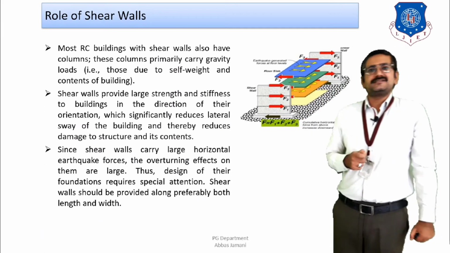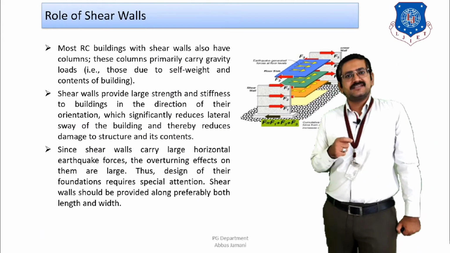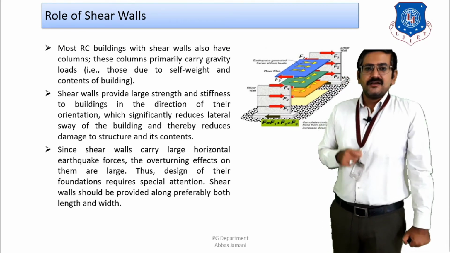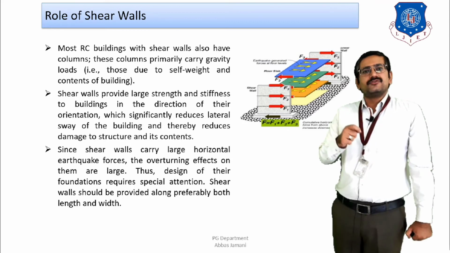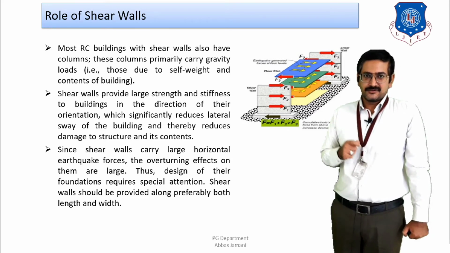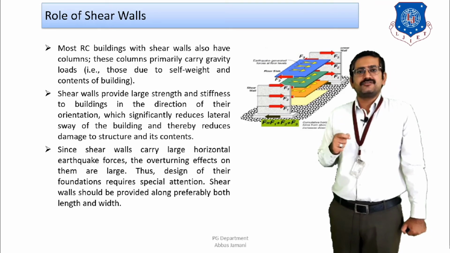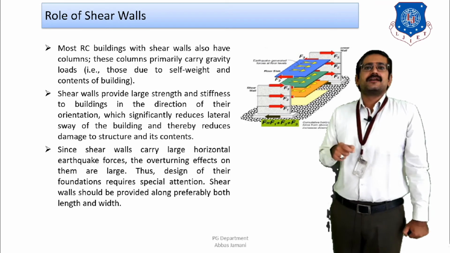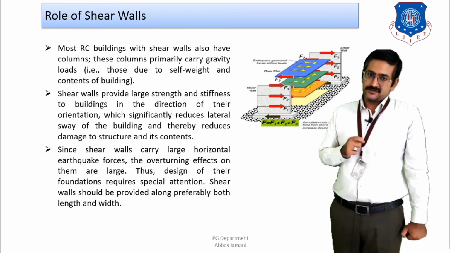Next, we try to understand the role of the shear wall, or exactly how the shear wall performs when it is present in the building. Most RCC buildings have both shear walls and columns, which is known as the dual structural system. In a dual structural system, the gravity load is carried by the columns and the lateral load is purely carried by the shear walls, right?